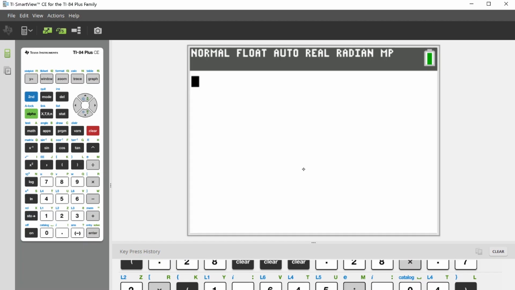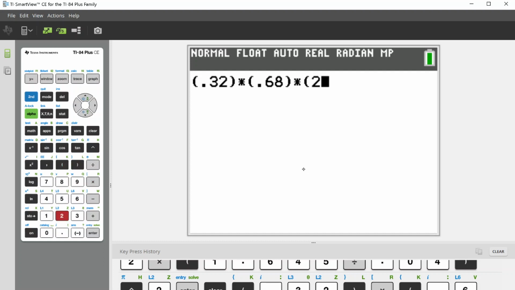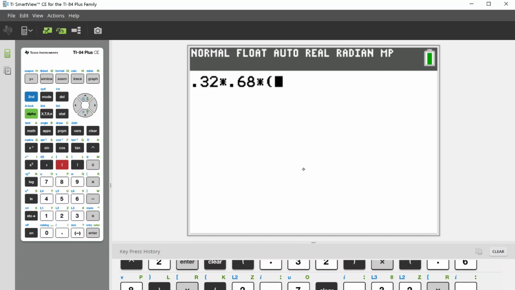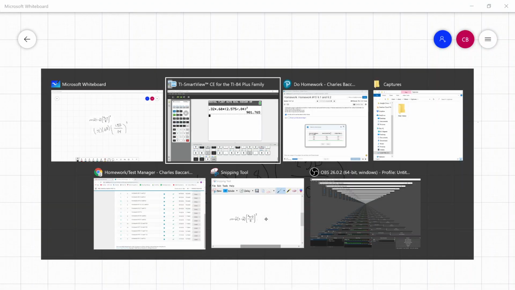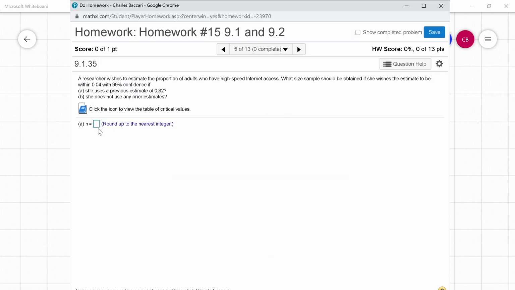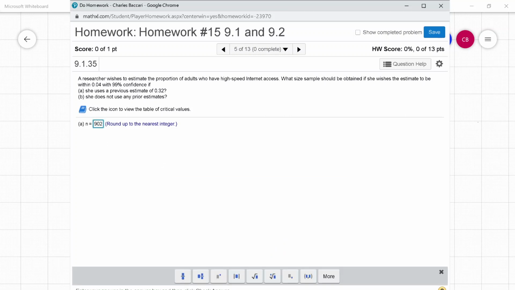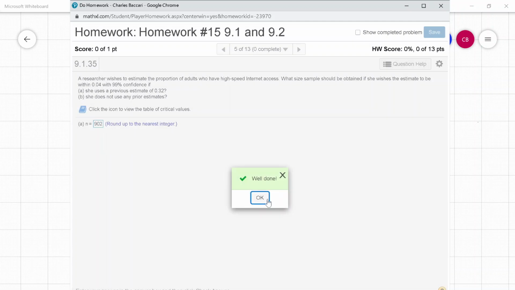Okay. Now we're going to use the calculator. So we've got 0.32 times 0.68 times, parentheses, you do need the parentheses, 2.575 divided by 0.04, all raised to the second power, and that gives us 901, so we're going to round that up to 902. You should poll 902 people to get an accurate result with the data that you want.